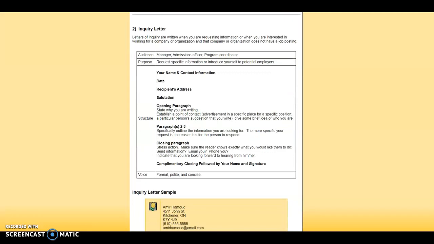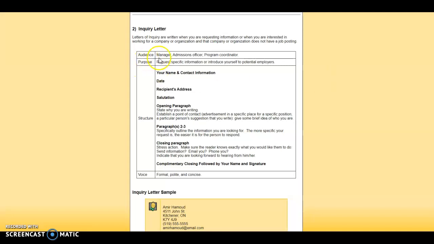A second type of business letter is called an inquiry letter. An inquiry letter is something you would write to a company or an organization when you're trying to request information. Maybe the most common example that I can think of for someone from St. Mike's would be a student writing a letter to a college requesting information about a program that you're hoping to start in September. So that would be a letter that would fit this.